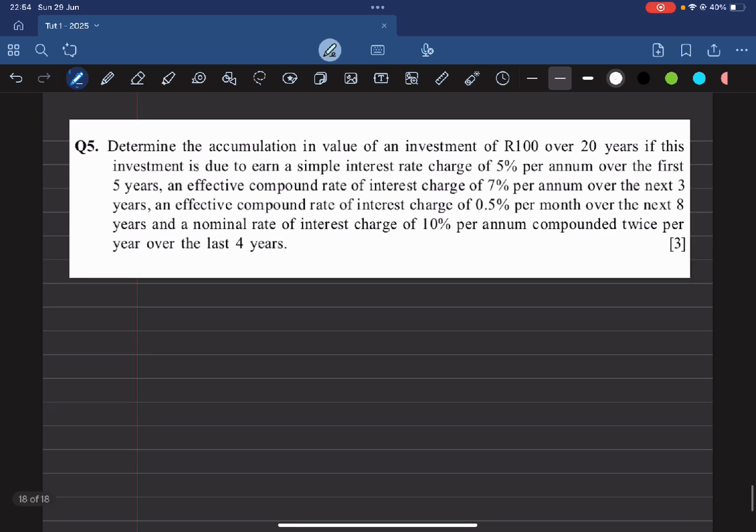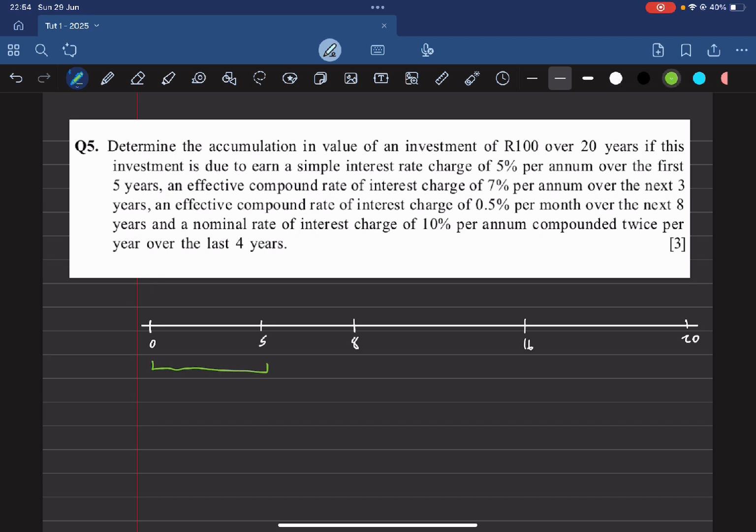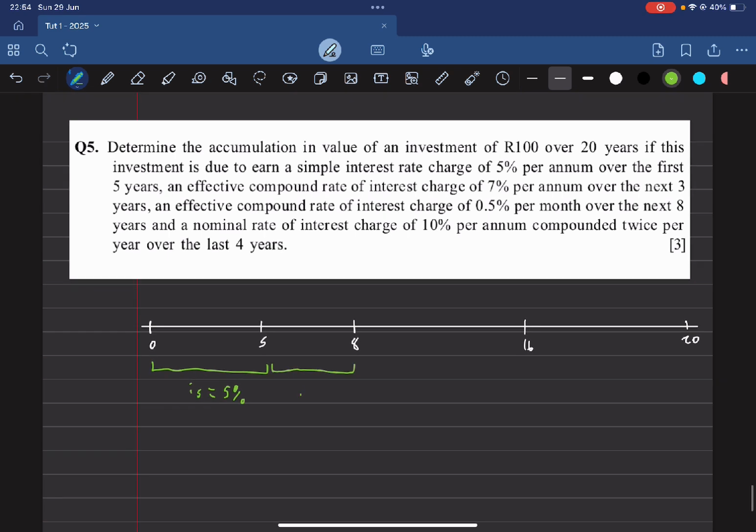Okay, so let's draw a timeline to represent all our interest rates. So we have from time 0 to time 20, interest rate changes after 5 years. And then it says from the next 3 years, that'll go to time 8. And then it says the next 8 years, that'll go to time 16. Okay. So over this period, it says it has simple interest. So I'll put an IS of 5%. Over this period, it says it is just like normal effective interest rate per year of 7%. Over this period, it says you get 0.5% per month. So it's basically monthly, but it's effective because you divide it by 12.